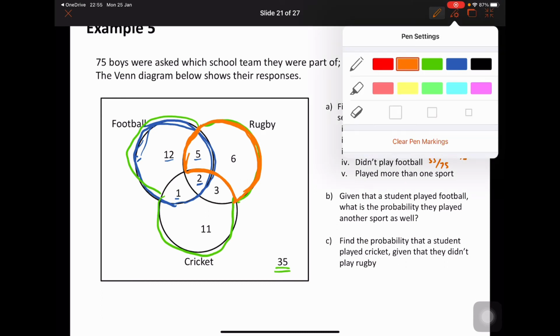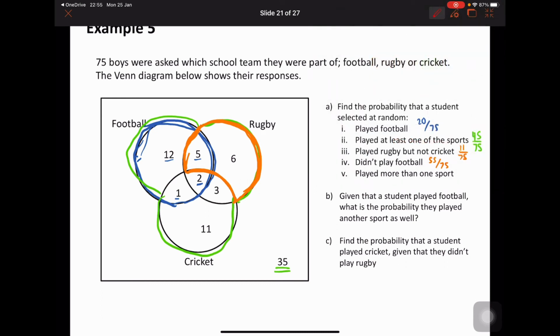Played more than one sport. So I'll use red maybe. Which of these regions represent those individuals who've played more than one sport? So I'm going to do here. It's going to look a bit like a flower, I guess. Right. Is 11, so I'll write 11 over 75.